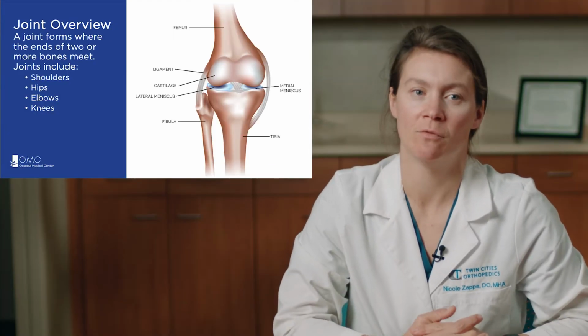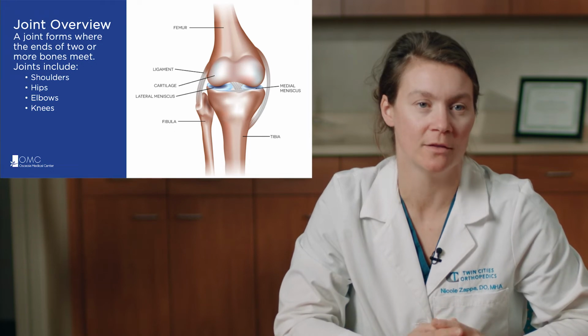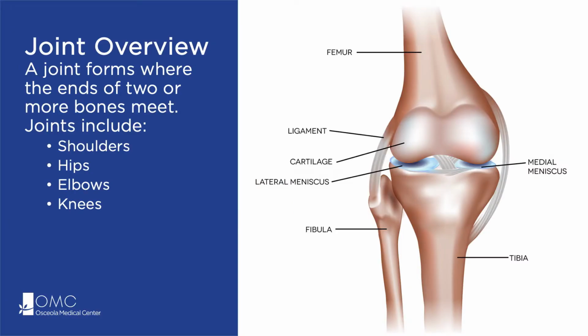I think we're all pretty aware of what a joint is, but a joint is anywhere in the body where two or more bones meet to form an articulation or a mobile part of the limb. Examples are hips, knees, elbows, and shoulders.